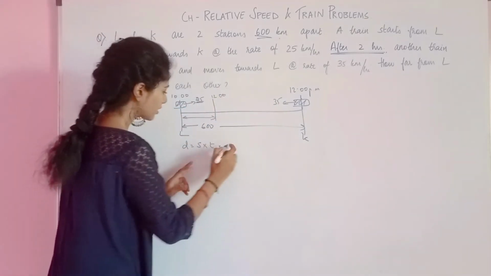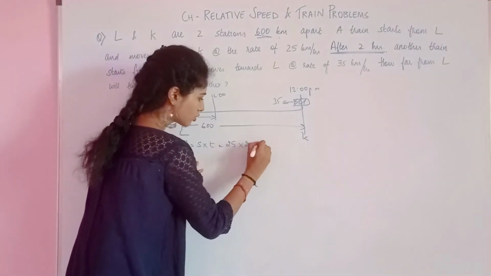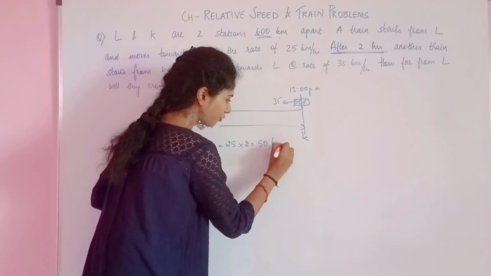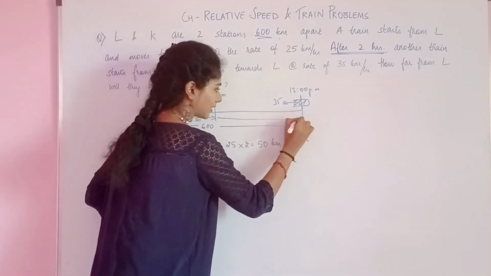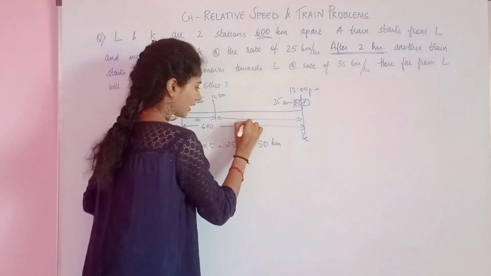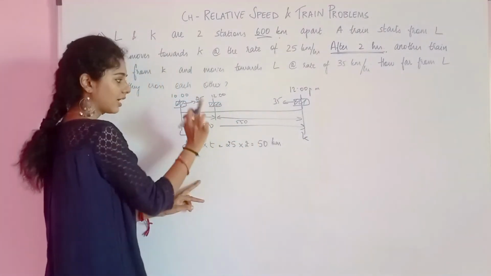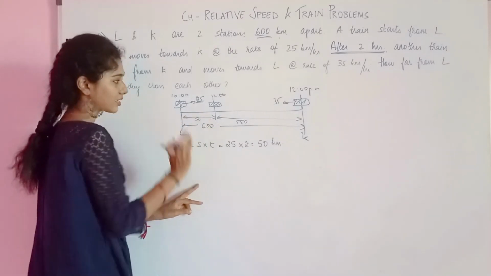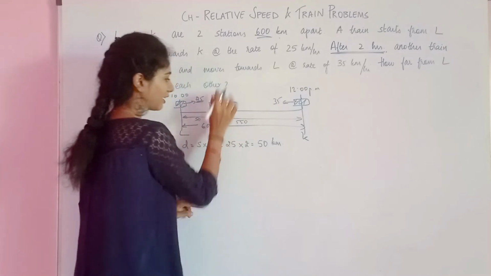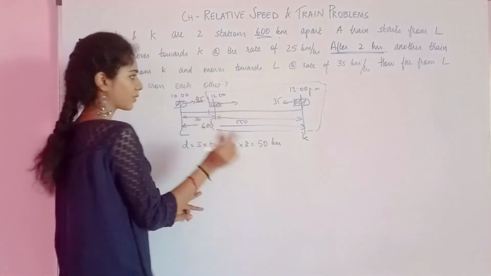So what is the speed? Speed of the Lonavala train is 25, in 2 hours. So it would have covered a distance of 50 kilometers already. So this is 50. So the remaining distance is 550. So the Lonavala train at 12 p.m. is 50 kilometers from Lonavala. It had already covered this much distance. So you have to calculate from here. You only have to look at this part. This is the same as the previous situation.